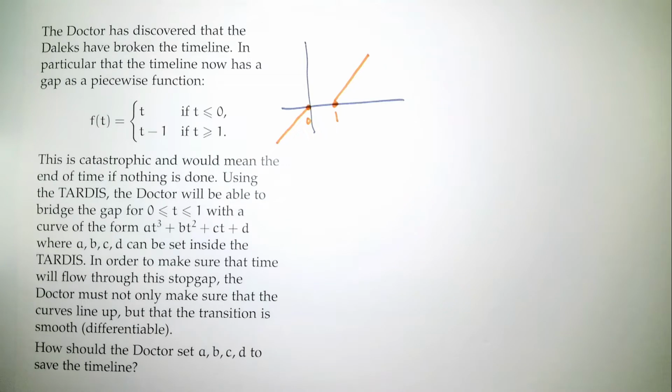Now, in order to make sure that time will flow through the stopgap, the Doctor must not only make sure that the curves line up, but that the transition is smooth. Now, smooth is a word you might hear a lot. Smooth is a nice way to say differentiable. So there's no, like, absolute value of x. That's something that's not smooth. There's that little corner, where the curve has got to be smooth. So the question is, how should the Doctor set a, b, c, d to save the timeline?